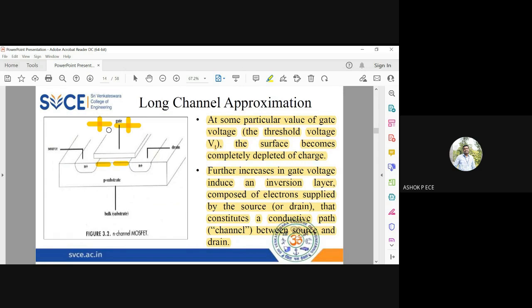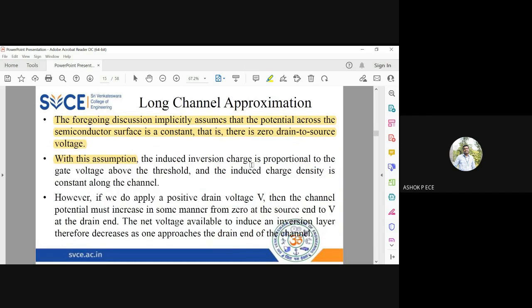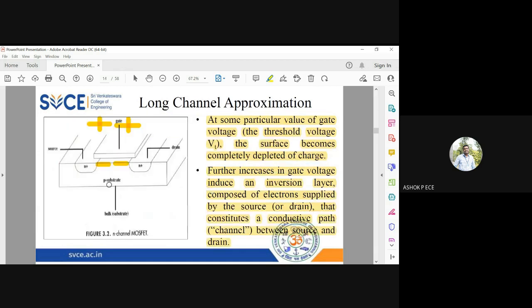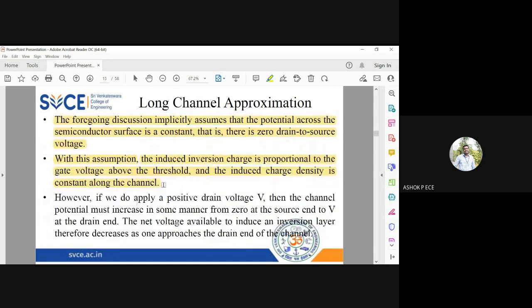It is very clear. If I apply more positive voltage, I get more negative charges. If I apply more negative voltage, I get more positive charges. So the voltage I apply is going to produce an equal and opposite amount of charge on the other side. And I'm going to assume the charge density is constant across the channel; the number of charge carriers per unit volume is going to be constant.